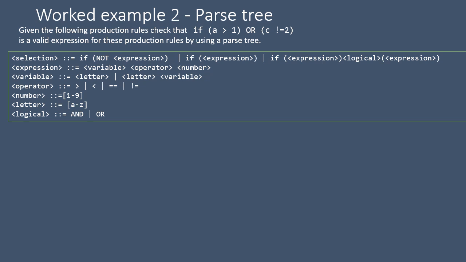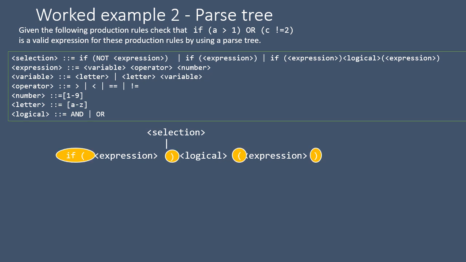So let's start breaking this down. We'll start looking at the parse tree for this. Let's begin with selection. We need to use the right-hand most option here with the logical operator, because we have the or in our statement. Within that, we can identify some terminating symbols already. We've got the if, the open bracket, the close bracket, and the open bracket and close bracket of our second expression. We can identify those pretty much straight away. So we've identified the brackets and the if.